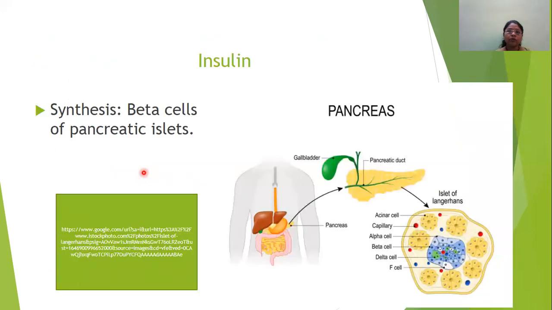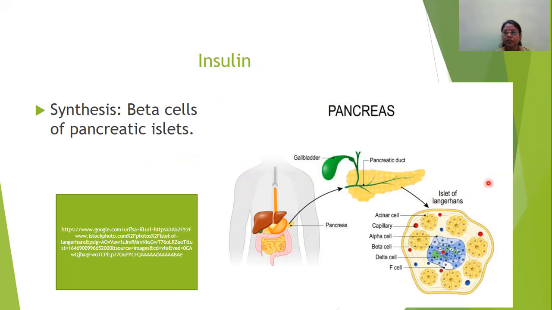The next hormone which is there is insulin. So this hormone, insulin, is mainly secreted by the pancreas. So this is the pancreas. Pancreas is present in the digestive system, which is mainly responsible for secretion of various kinds of digestive hormones. Then insulin is mainly secreted by the beta cells of pancreatic islets.